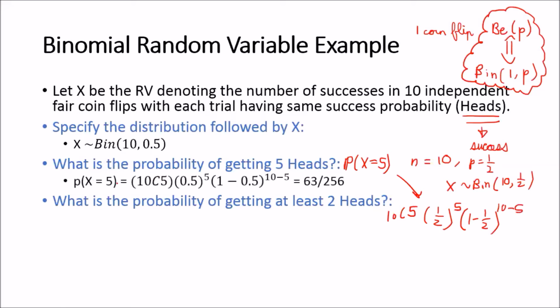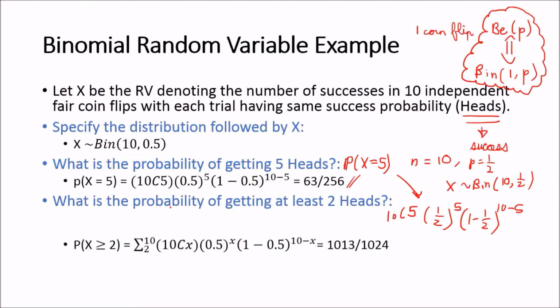And if we look here, this is indeed the answer. It's 10c5 times 0.5 to the power 5 times 0.5 to the power 5, which gives us the answer of 63 over 256. What's the probability of getting at least 2 heads?